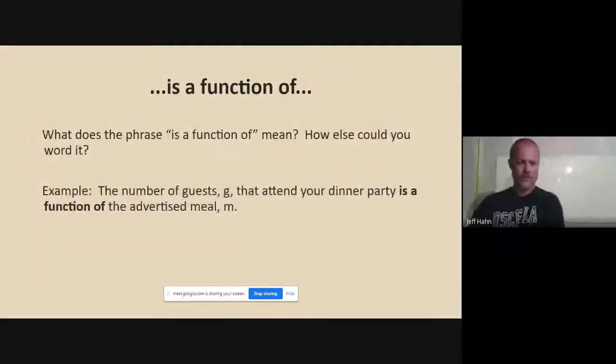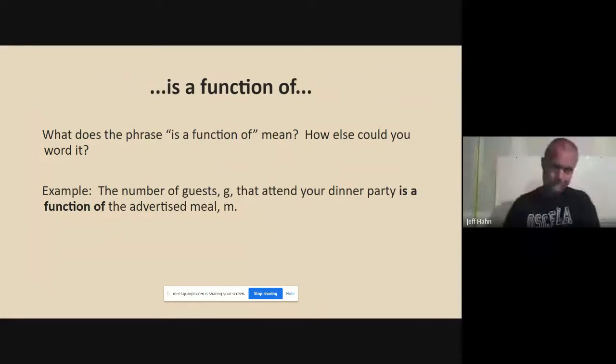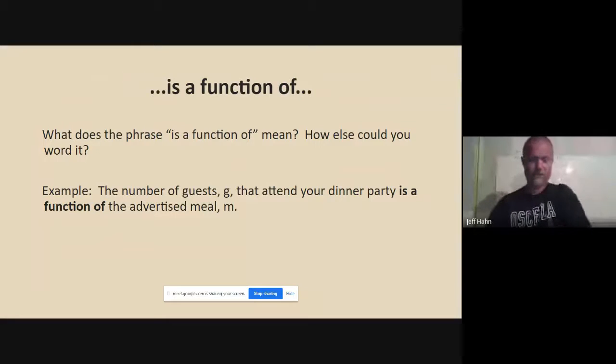So here's another example. The number of guests G that attend your dinner party is a function of the advertised meal. That means that the outcome, the number of guests that you have at your party, is a function of the input that you put in, or your decision: what is the advertised meal.